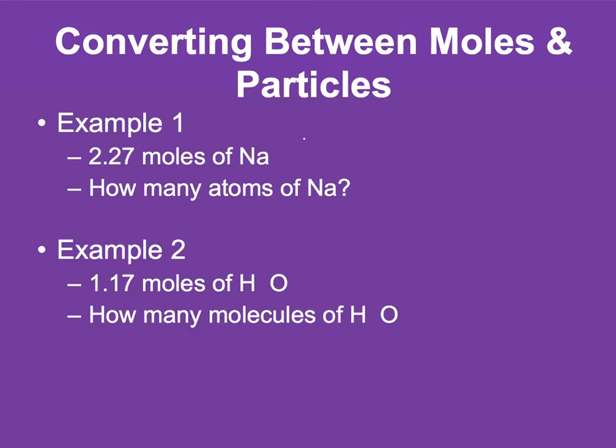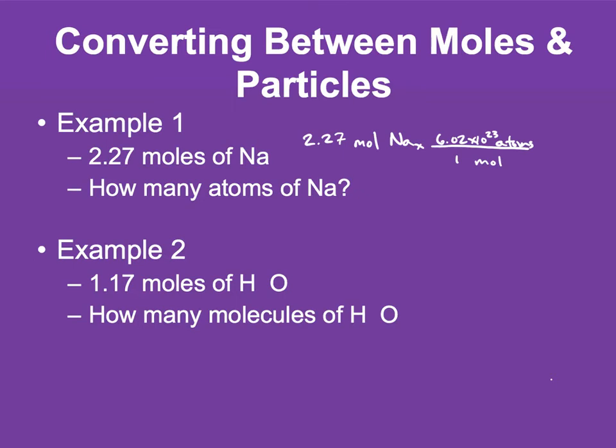So this problem says we have 2.27, and the abbreviation that you'll often see for moles is mol, moles of sodium. If I want to convert it over to atoms of sodium, I need to multiply it by something with moles on the bottom. We said that that number is 6.02 times 10 to the 23rd particles. In this case, we'll say atoms. The particles in this instance are atoms of sodium per every 1 mole.